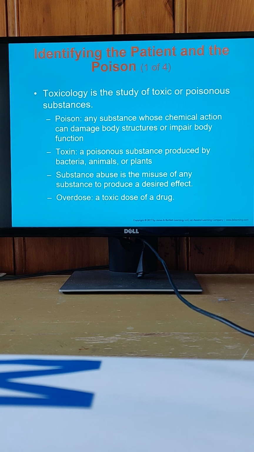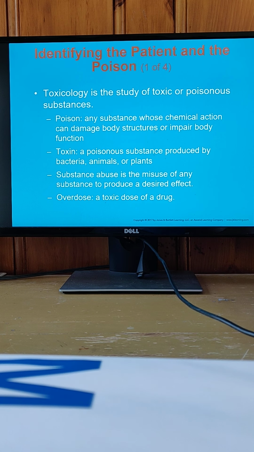Now, some of the definitions. What is a poison? A poison is any substance whose chemical action can damage body structures or impair body function, all the way down to the cellular level, all the way up to and including you being able to stand up straight and walk down the street.